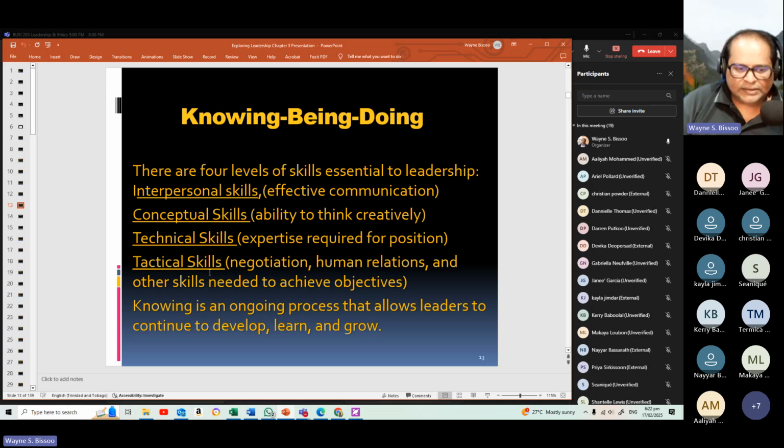And tactical skills. Those skills are being able to work in groups, negotiate, and find solutions to problems rather than get into arguments and fistfights. Those are the soft skills that all leaders, all people generally, need to work with each other. Now, those interpersonal skills and tactical skills are the more critical ones that we need to work on.